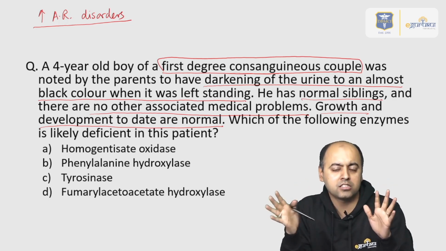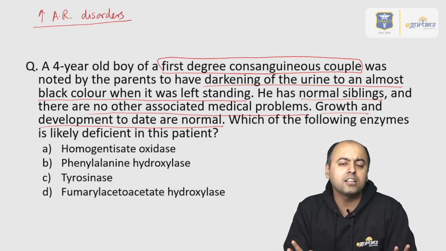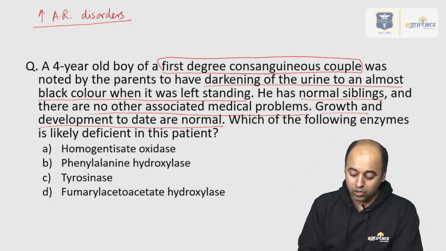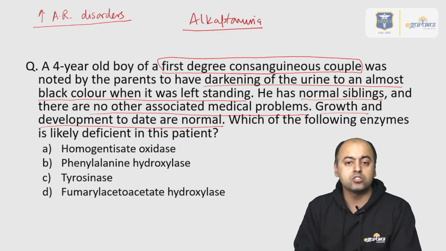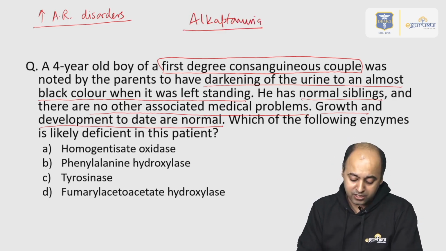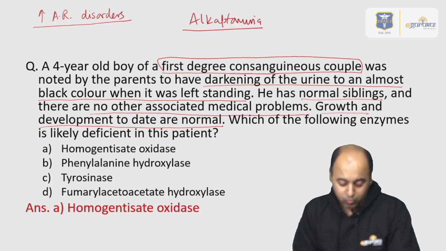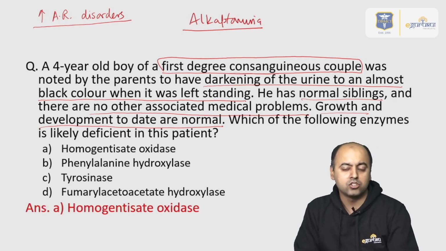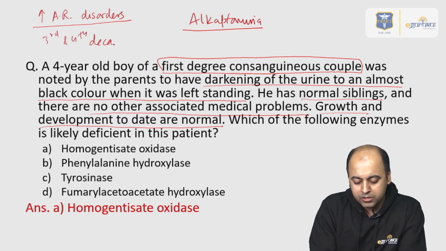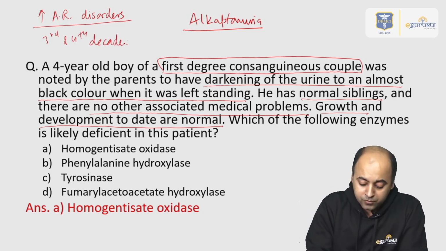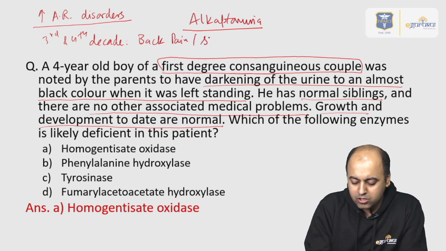At that time there are various clinical presentations, but before that there is no other clinical presentation except blackening of urine on standing. The condition is known as alkaptonuria, and the enzyme defect in alkaptonuria is homogentisate oxidase. The enzyme defect is homogentisate oxidase. In the 3rd and 4th decade they will present with another set of problems. They will have back pain. On examination you will find that there is stiffness of the back.